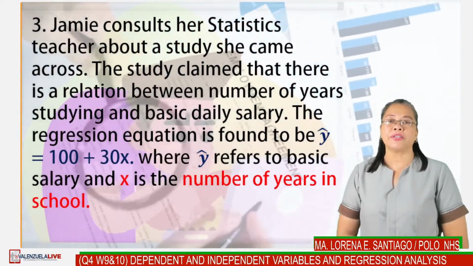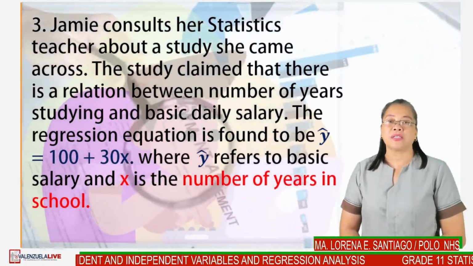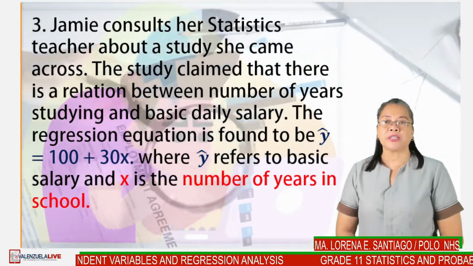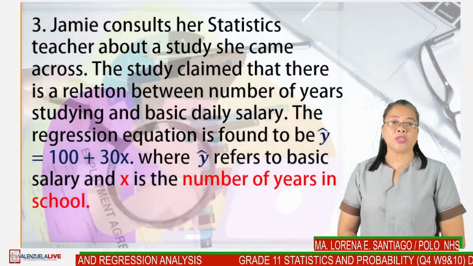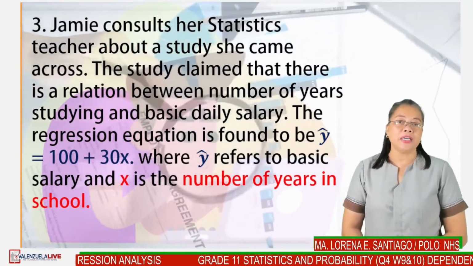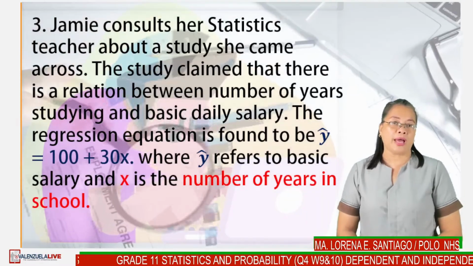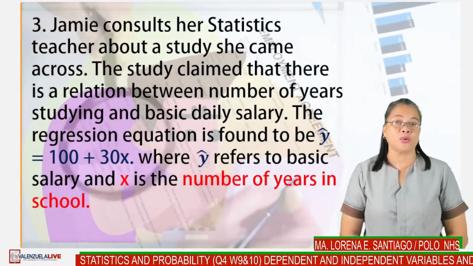Jamie consults her statistics teacher about the study she came across. The study claimed that there is a relation between number of years studying and basic daily salary. The regression equation is found to be y hat equal to 100 plus 30x, where y hat refers to the basic salary and x is the number of years in school.